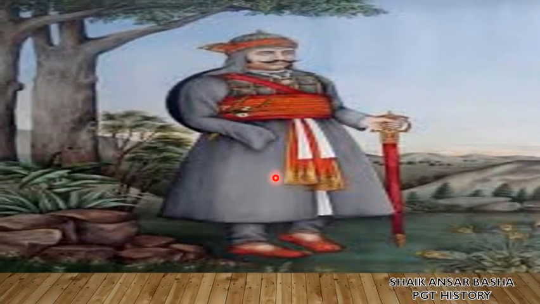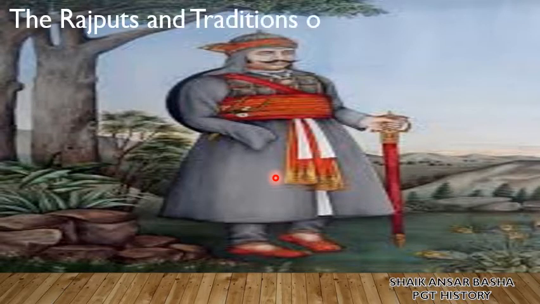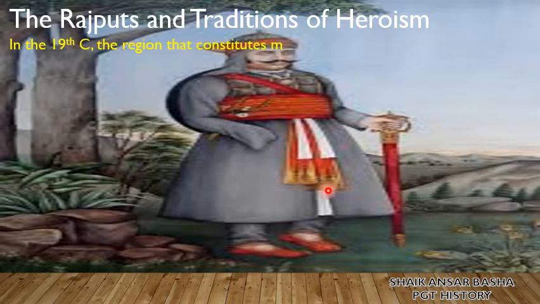And here one important Rajput king is Rana Sanga, Rana Pratap Singh. The Rajputs and the traditions of heroism. The Rajputs are meant for heroism, and they are a warrior class, they are Kshatriya class, and their main function is to protect their subjects.